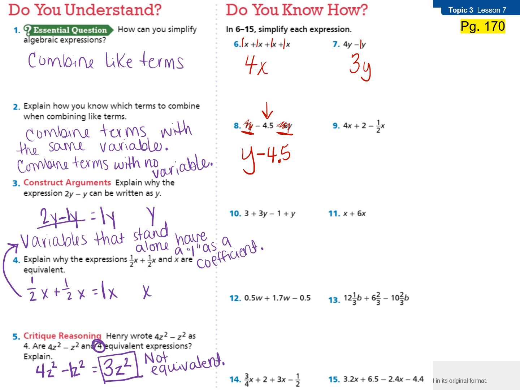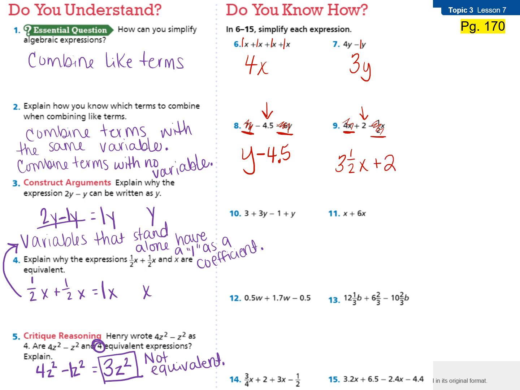Number 9, combine your like terms. You have a 4x minus 1/2 x. Again, 2 would not be part of these because it doesn't have an x. If you have 4 whole cookies and I take away a half of a cookie, that leaves you with 3 1/2 cookies with the variable x. Get rid of those. Plus 2 is left over.